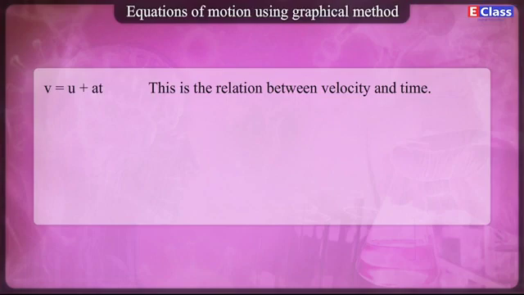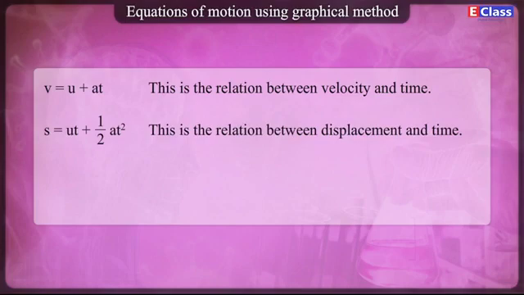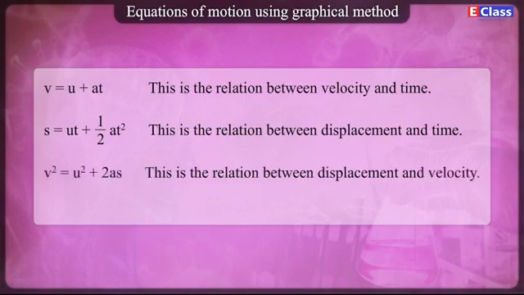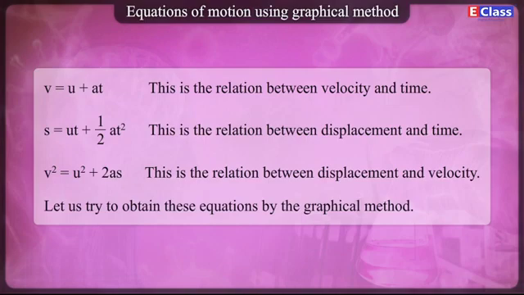This is the relation between velocity and time. s is equal to ut plus 1 upon 2 at square. This is the relation between displacement and time. v square is equal to u square plus 2as. This is the relation between displacement and velocity. Let us try to obtain these equations by the graphical method.